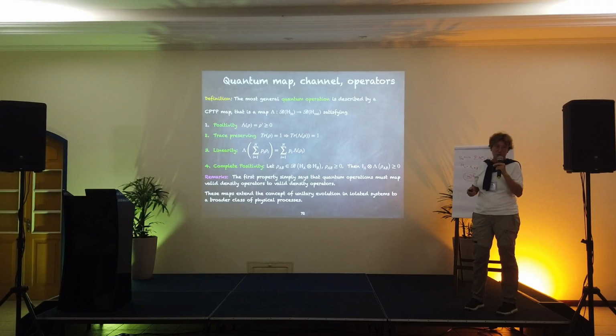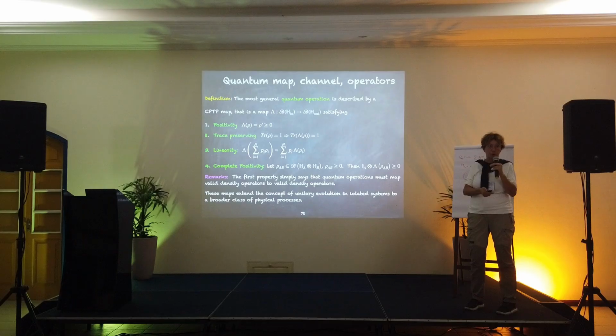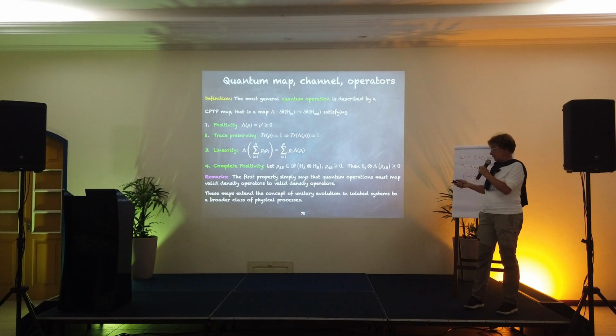It has to be linear, because quantum mechanics is linear. So applying the map to a convex combination of states has to be equal to the convex combination of the states obtained after applying the map. Because again, this preserves all the properties that I will have. And finally, it has to be completely positive.